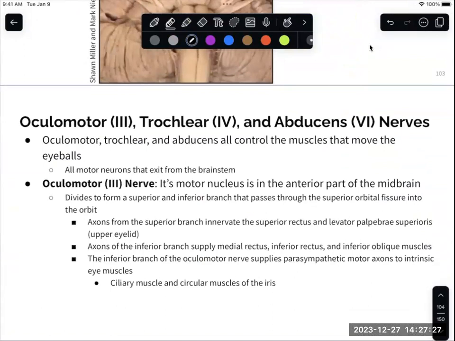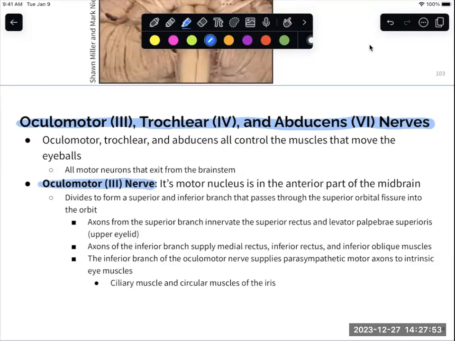Now we're going to do 3 nerves in one because they all allow movement of the eye. We have oculomotor, cranial nerve 3, trochlear, cranial nerve 4, and abducens, cranial nerve 6. They allow your eye to move. So oculomotor.